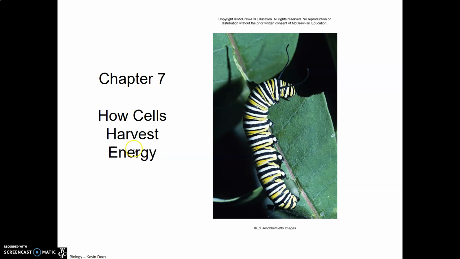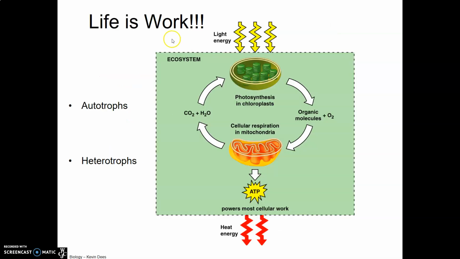As we begin Unit 3, we're going to continue our discussions that we finished at the end of Unit 2 with energy transformations. And specifically, starting with Chapter 7, we're going to be looking at how cells harvest energy and use that energy to create ATP. Because we remember that life is work.